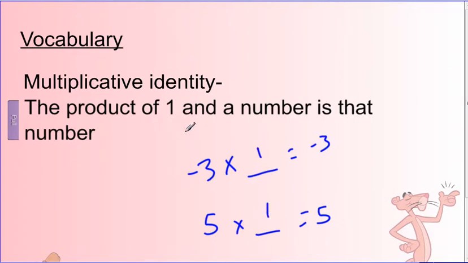1 is known as the multiplicative identity. This is the multiplicative identity property. Some number times by 1 gives you that same number back as an answer. Which makes sense, and we all know that property. You take something times by 1, you get the same thing. Okay?